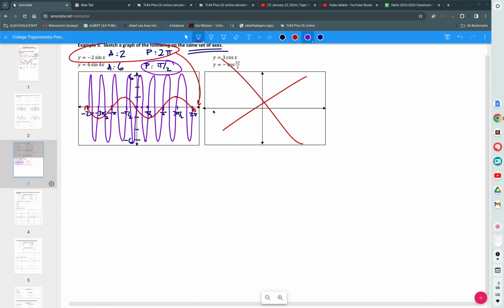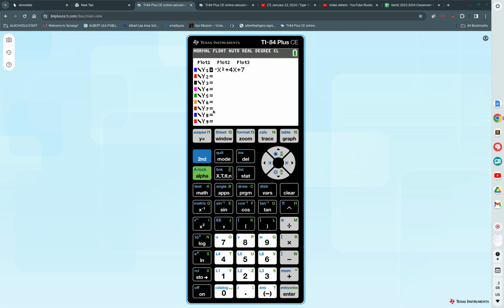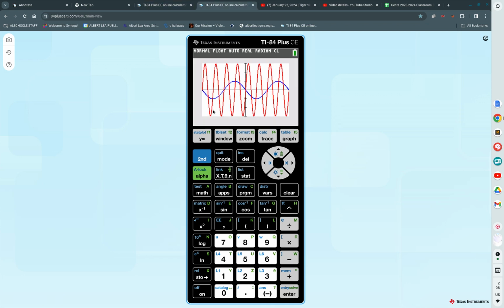And every once in a while, somebody will interject and talk about how that's not really an accurate graph. That's the graph on the calculator. Does that look the same as what I drew? Yeah, it's pretty much dead on. So it is an accurate graph.